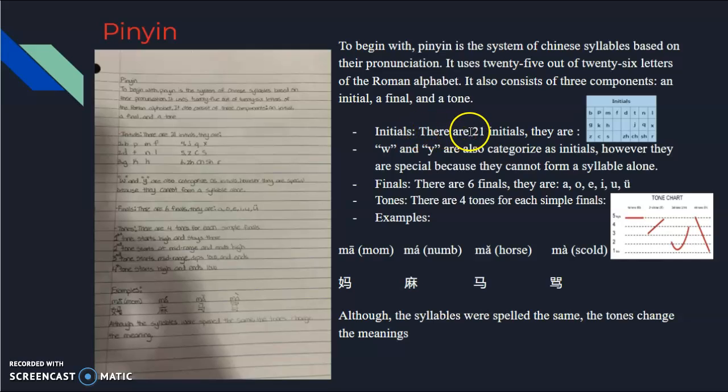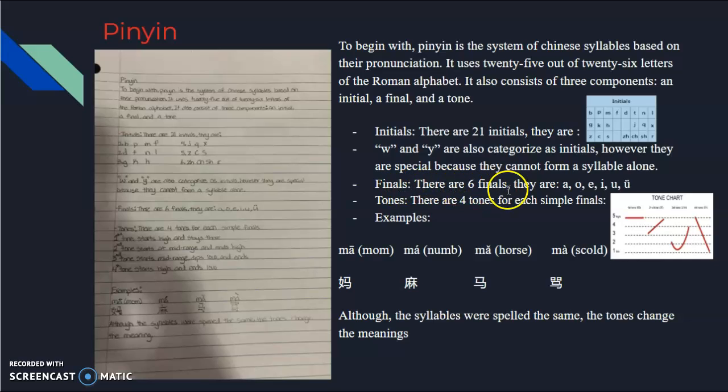Initials. There are 21 initials. They are B, P, M, F, D, T, N, L, G, K, H, J, Q, X, Z, C, S, ZH, CH, SH, R. Y and W are also characterized as initials. However, they are special because they cannot form a syllable alone.